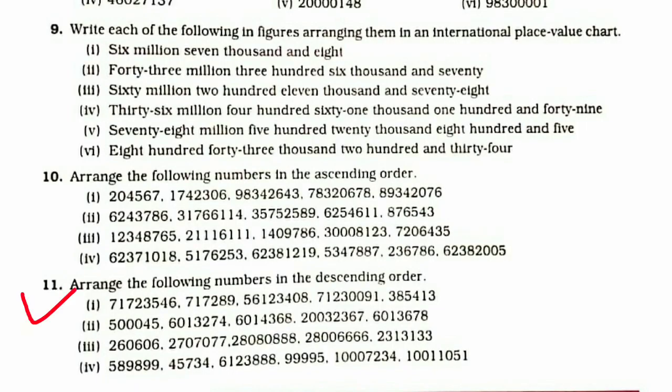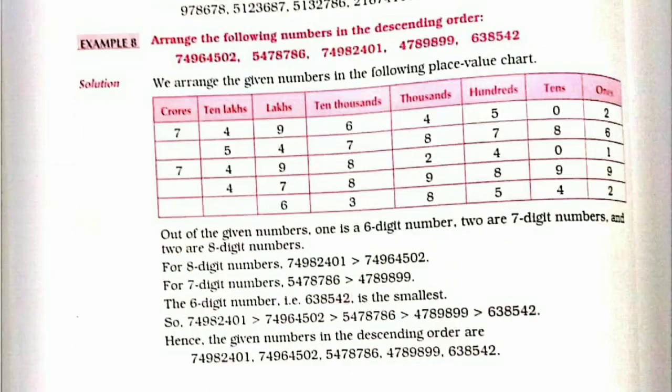Now question number 11 is saying arrange the following numbers in the descending order. Descending means bigger to smaller number. So first we will count all the digits, then we will compare all the numbers, and then we will arrange all these numbers in descending order, means bigger to smaller. So let's see how we will do this.